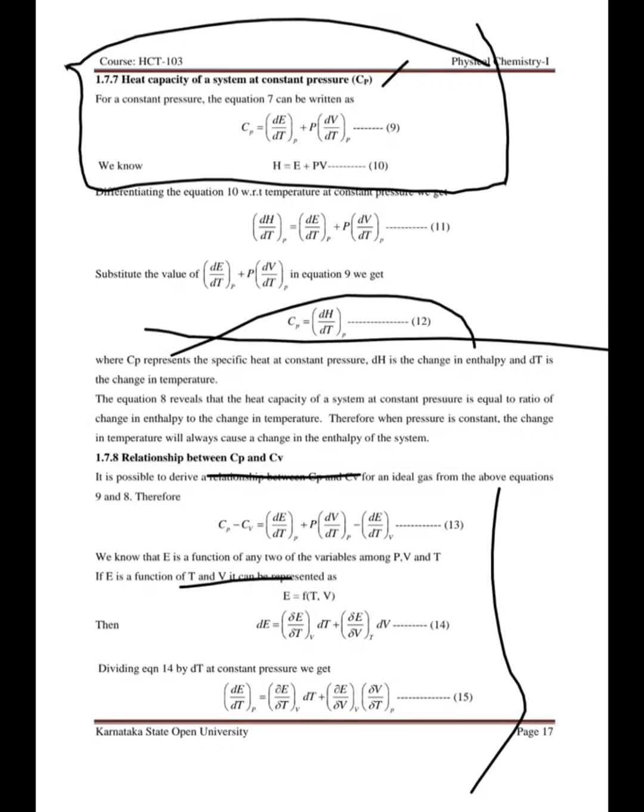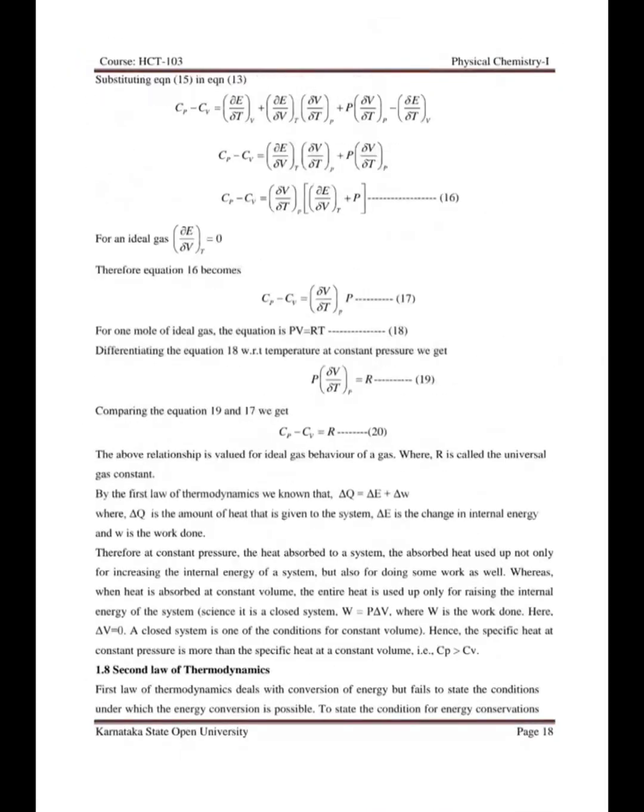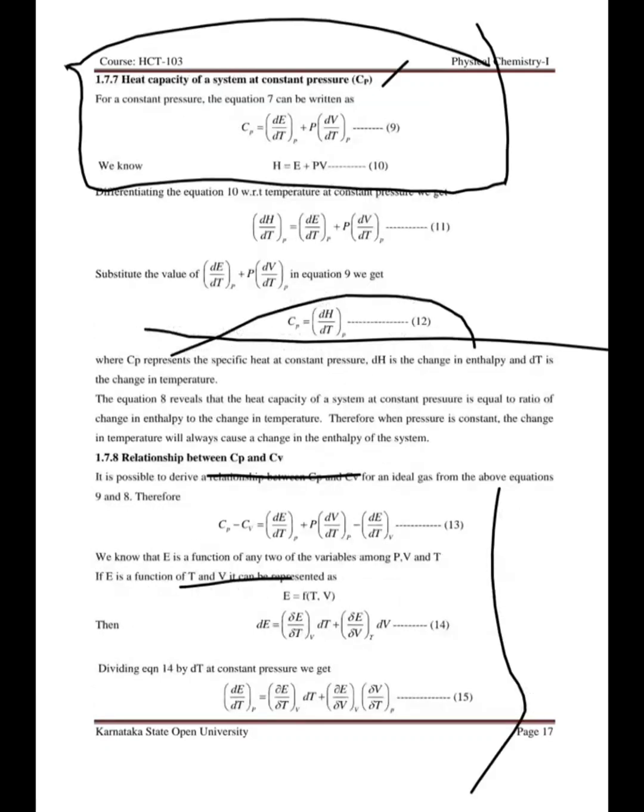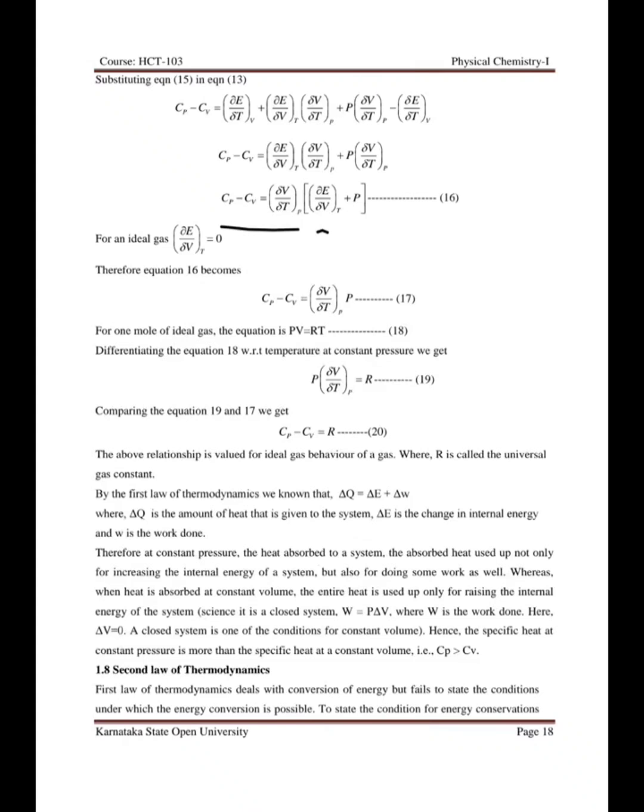And next, after substituting Cp minus Cv, we are going to get the equation where there is delta V by delta T with respect to pressure into delta E by delta V with respect to temperature plus pressure. If you substitute, you will get to know. These variables should be substituted: constant Cp, constant pressure, minus constant volume. You're going to build the relationship here.